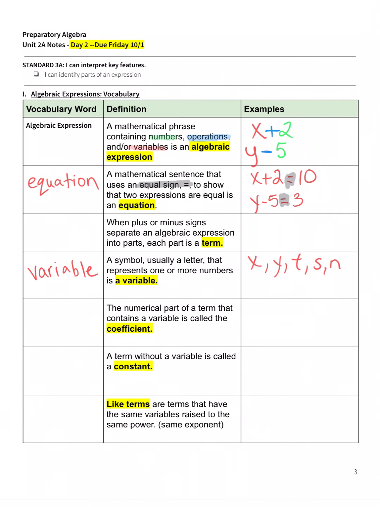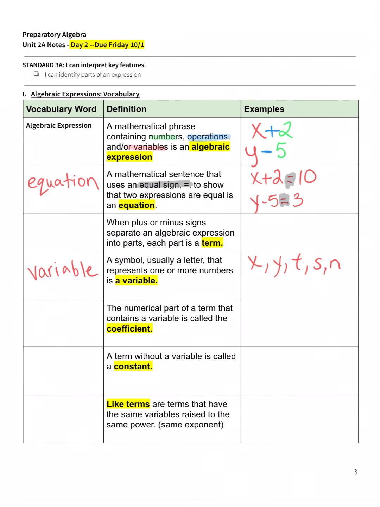Moving on to the next one, we have term. When a plus or minus sign separates an algebraic expression into parts, each part is a term. Ooh, sounds fancy, but it's not. Anytime we have an addition or subtraction sign, the things in between those are called terms.